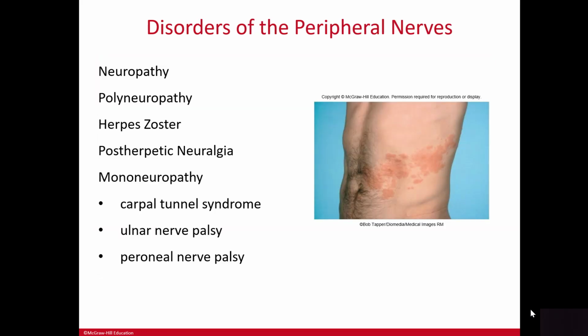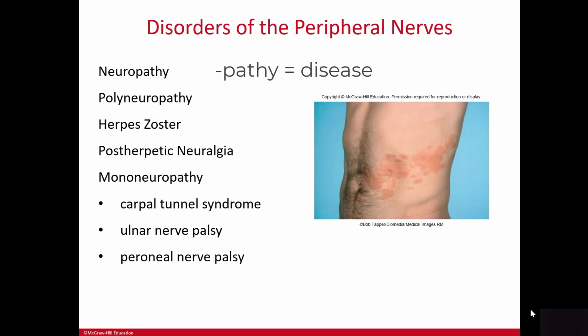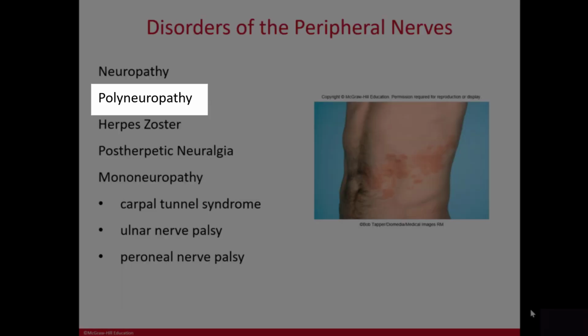Okay, so those were disorders of the spinal cord. Now let's look at disorders of peripheral nerves. The term neuropathy is used to describe any disorder affecting one or more peripheral nerves. Remember, pathy means disease and neuro means nerve. So polyneuropathy simply means malfunction of many peripheral nerves throughout the body.